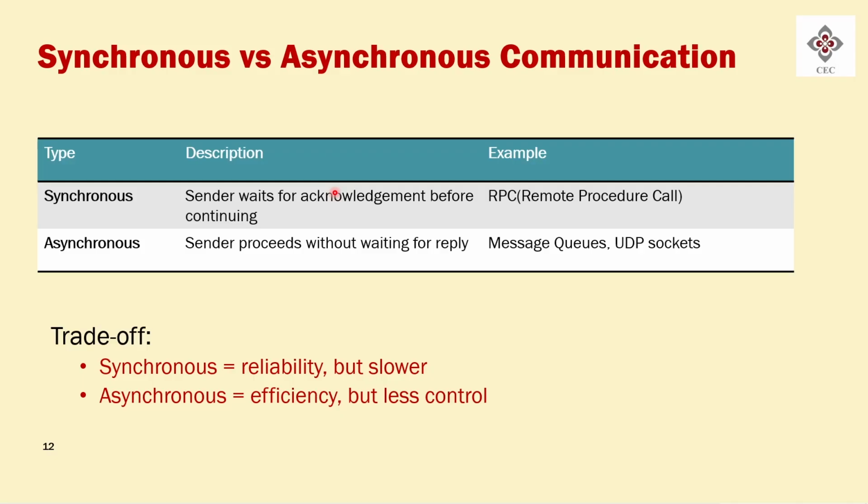UDP is user datagram protocol, used in networks for unreliable communication, where the sender will not bother about whether the receiver is receiving or not. Of course, we have to pay for that. Synchronous gives reliability, but is very slow because we have to ensure that the receiver is receiving the data. It takes time to check and transmit the next data. Asynchronous gives efficiency, but less control. So, you can send any amount of data, but we cannot have control over the transmission and reception. This is a trade-off between the two.